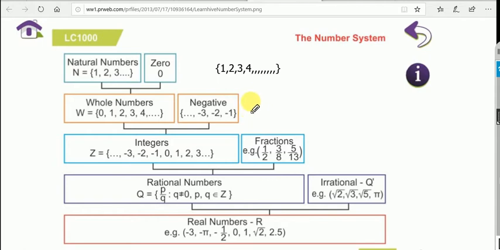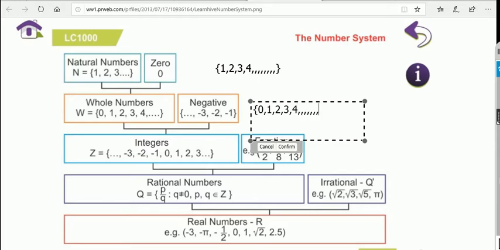Next, when we add 0 to the natural numbers, it becomes whole numbers. Whole numbers are denoted by W and they start from 0, 1, 2, 3, 4, up to again infinity. Both are up to positive infinity. So natural numbers, when we add 0 to them, become whole numbers. That means natural numbers are a part of whole numbers.